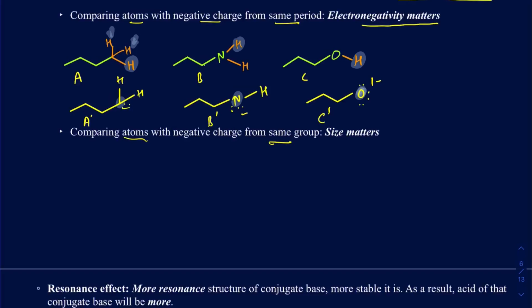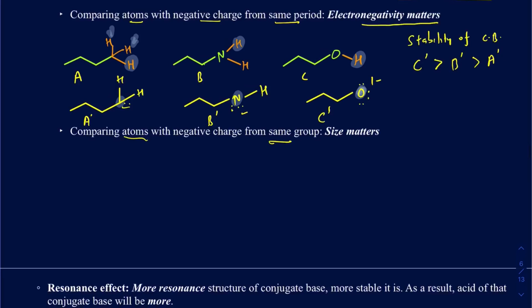So when I'm looking at the stability of the conjugate base, I'm going to say C prime is the most stable, then B prime, and B prime is more stable than A prime. That's because oxygen is more electronegative than nitrogen, and nitrogen is more electronegative than carbon.